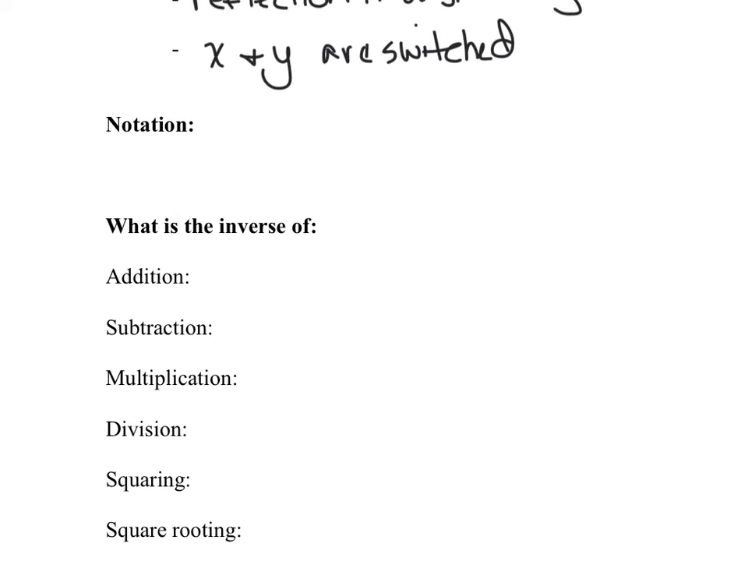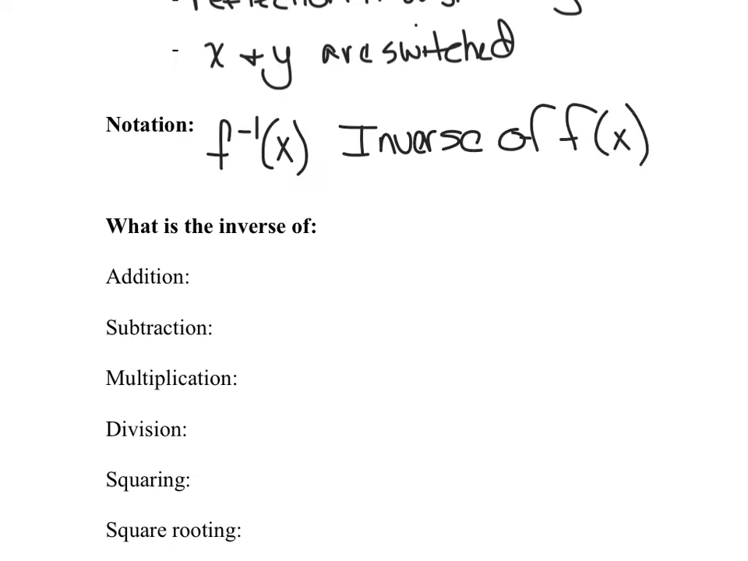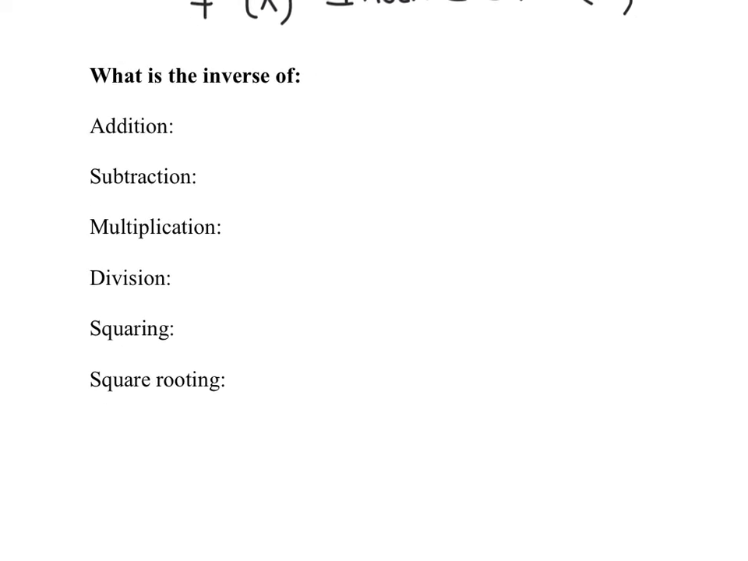Inverse is very all-inclusive. So the notation for the inverse of a function is that -1 power. It's f to the -1. It does not mean to the -1 power when it's on a function like that. It means the inverse of f of x. Okay, to do this, we have to remember the inverse of all of these wonderful operations.